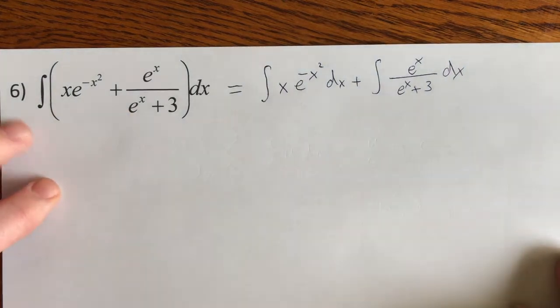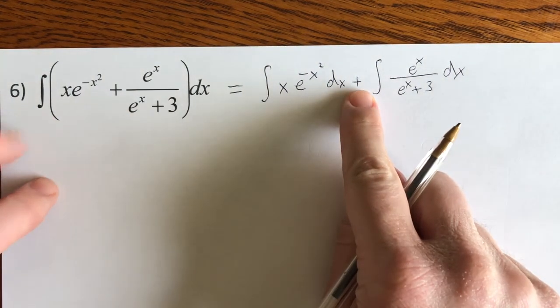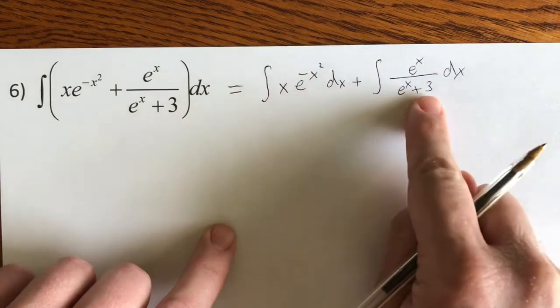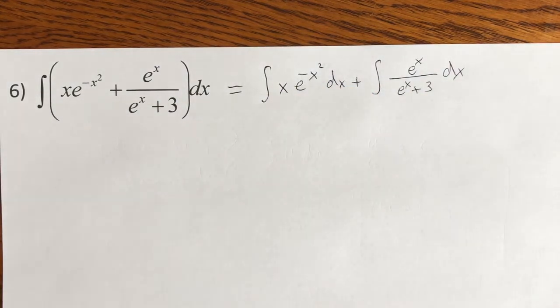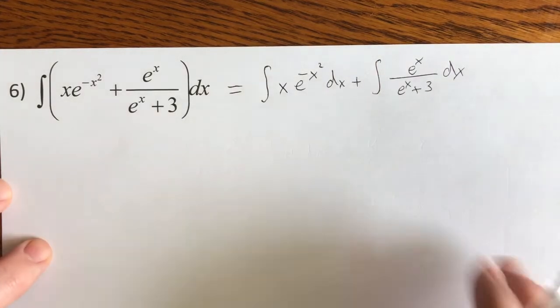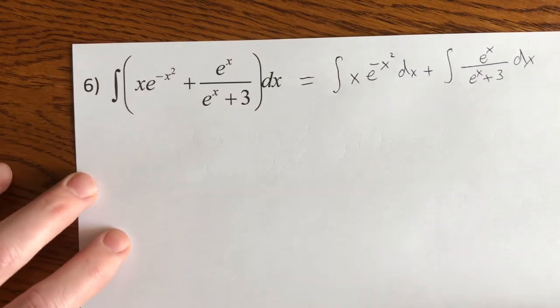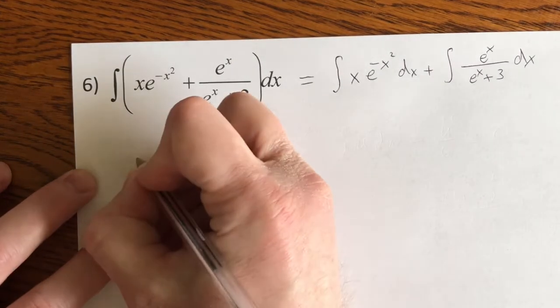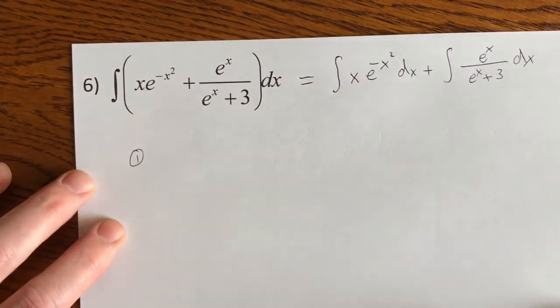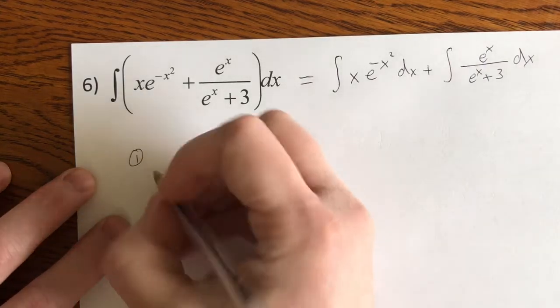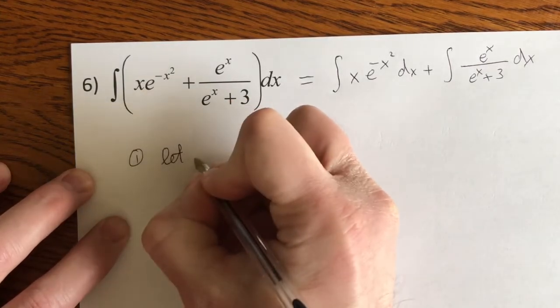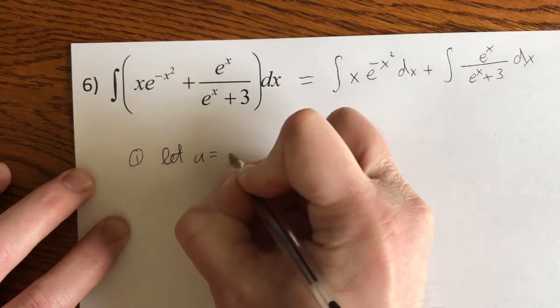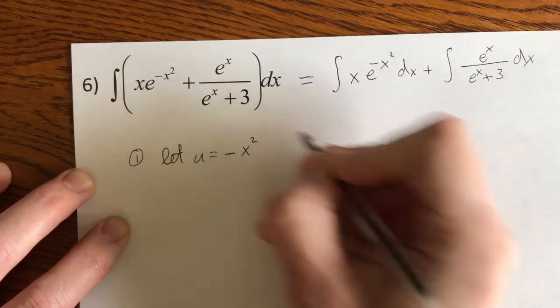And now, because I'm rewriting this single integral as a sum of two different integrals, I'm now able to use substitution twice to ultimately evaluate this indefinite integral. So looking at the first part here, here's what I'm going to do. So the first integral, I'm going to let u be equal to negative x squared.